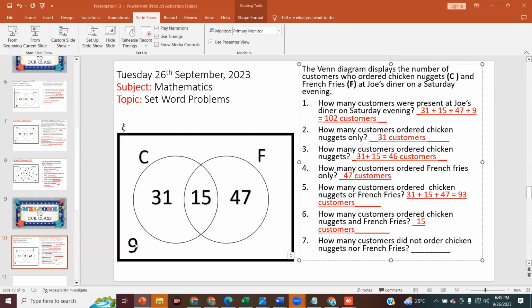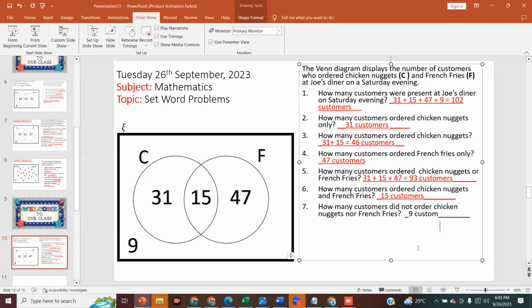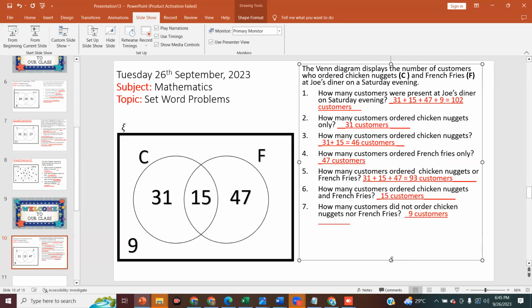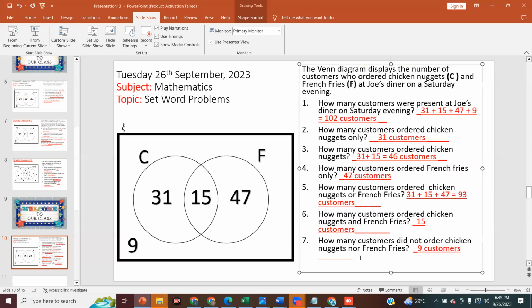So for all those who said 9, you were absolutely correct. It is 9 customers. And it's 9 because this represents the number of students who didn't order, who are not even a part of the ordering of the chicken nuggets or French fries. So that is going to be, if we were to write it in technical terms.